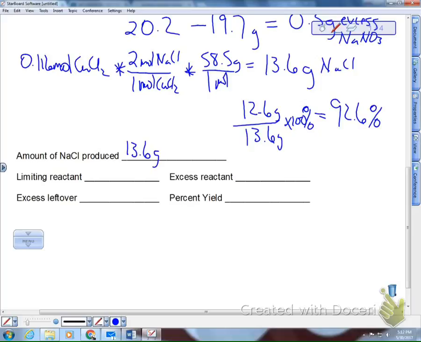All right, we'll just make sure that we have all the blanks filled in here. Limiting reactant, we worked, was copper 2 chloride. The excess was sodium nitrate. The leftover was 0.5 grams. And the percent yield was 92.6%.